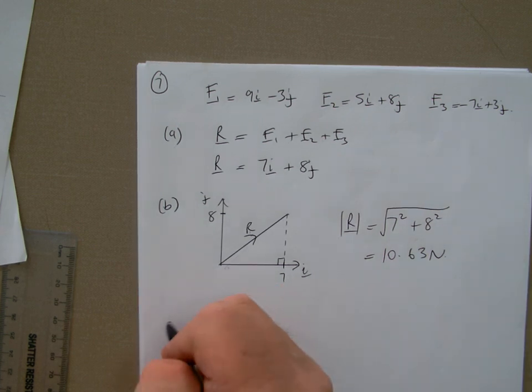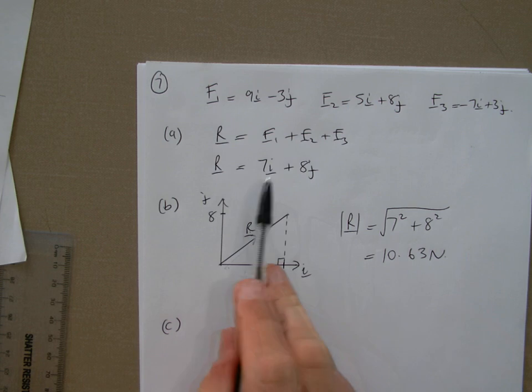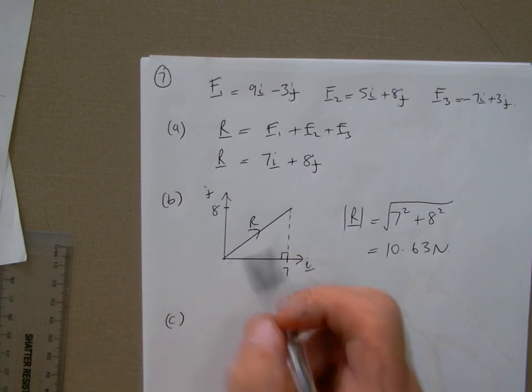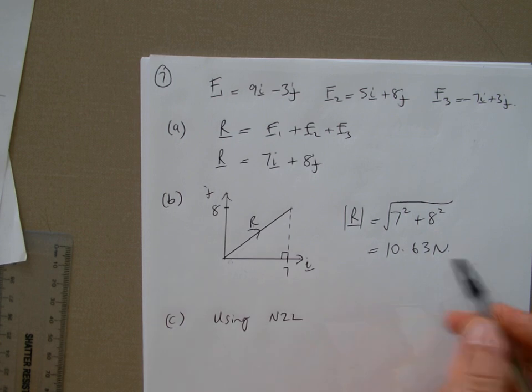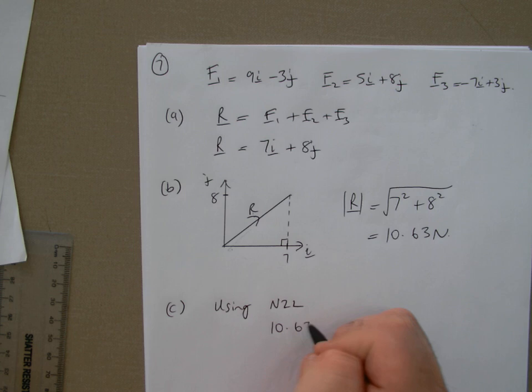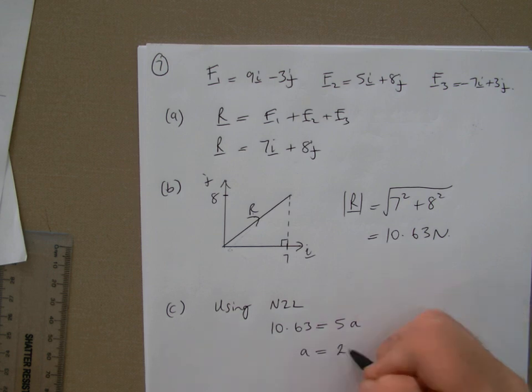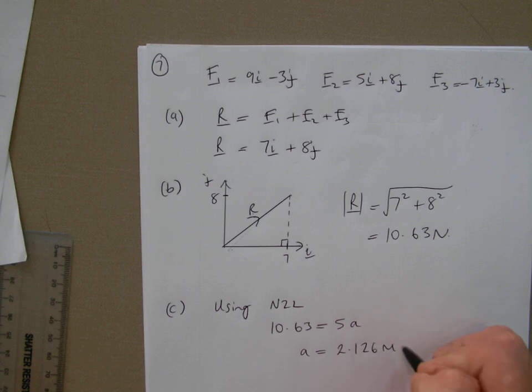Okay, part C then, given that the particle has a mass of 5 kilograms, find the magnitude of the acceleration of the particle. Because we know the resultant force has a magnitude of that, I can use Newton's second law. Remember, the resultant force equals mass times acceleration, so 10.63 equals the mass, which is 5, times the acceleration. So I just divide that by 5, and I get 2.126 meters per second squared.